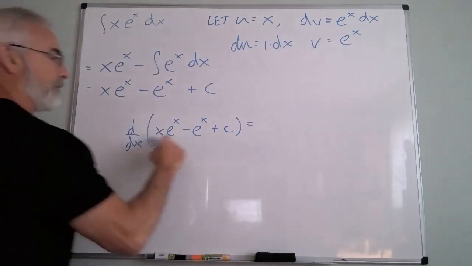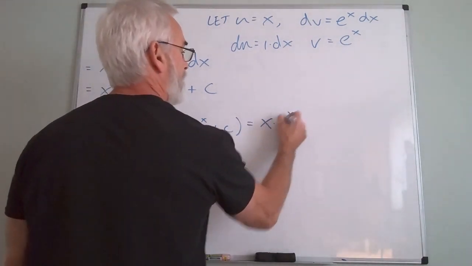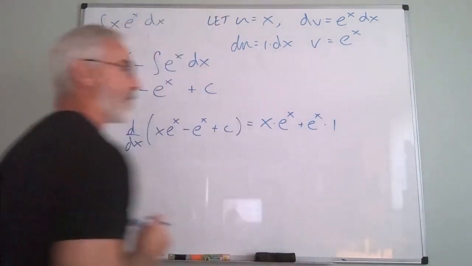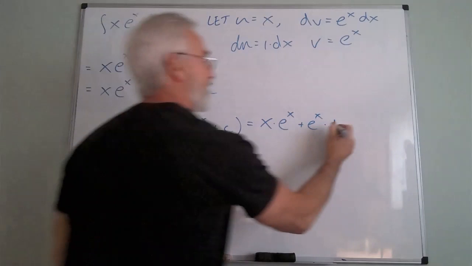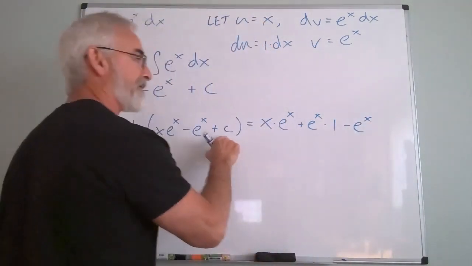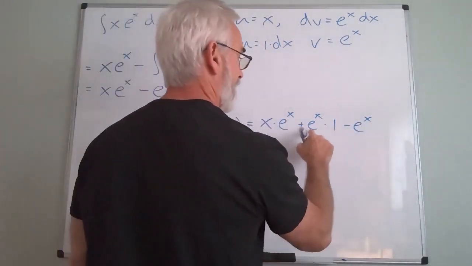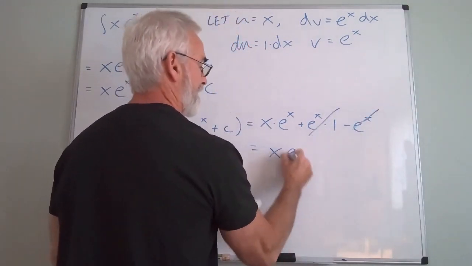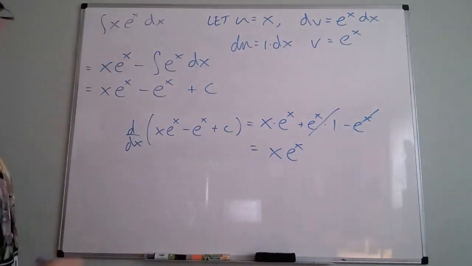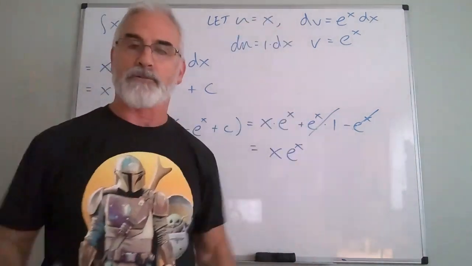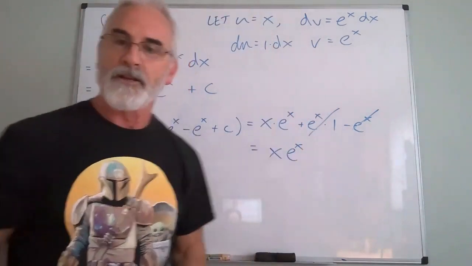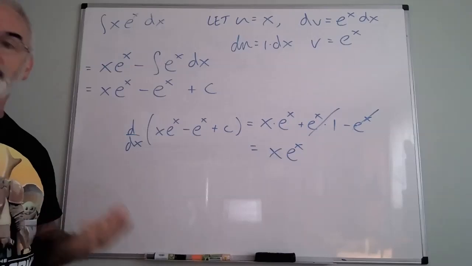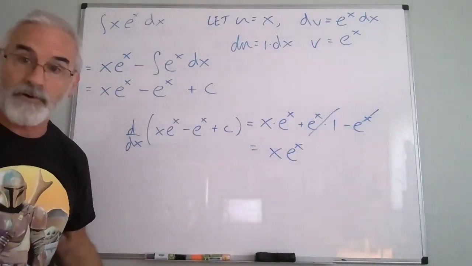Right? So product rule: first times derivative of second, plus the second times the derivative of the first, then minus the derivative of e to the x, and then the derivative of c is 0. So let's see, I've got e to the x times 1 minus e to the x, and that leaves me with just x e to the x, which was our original integrand. Right, crowd goes wild, confetti everywhere. You did it correctly. So this is how you use integration by parts. It's essentially product rule in reverse.